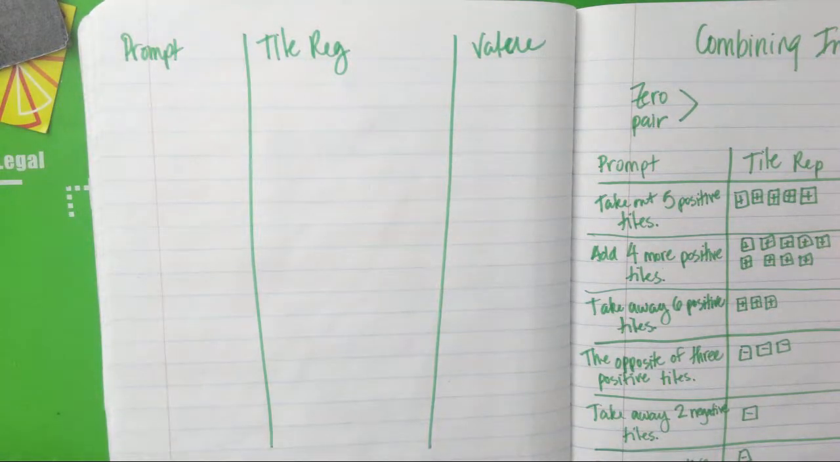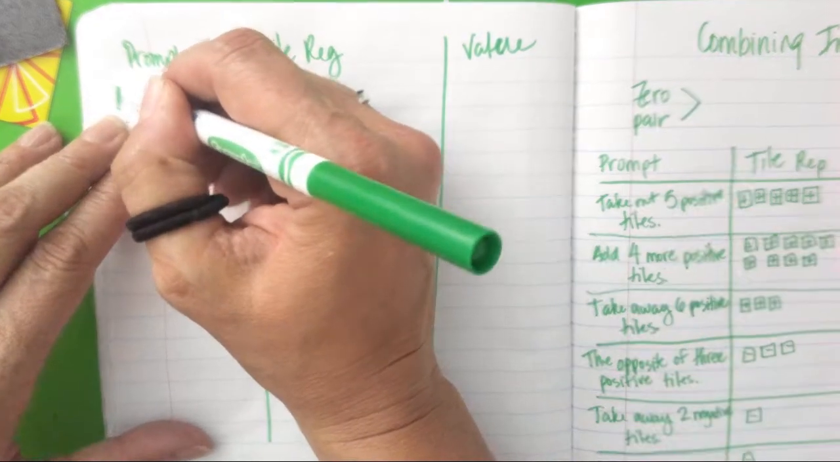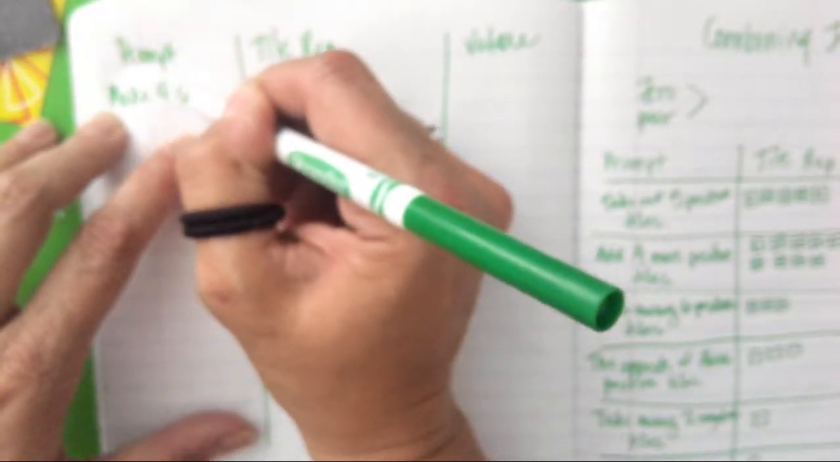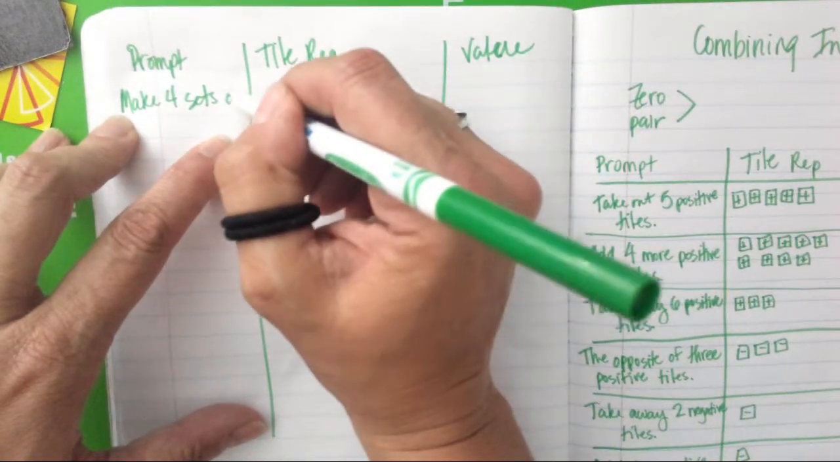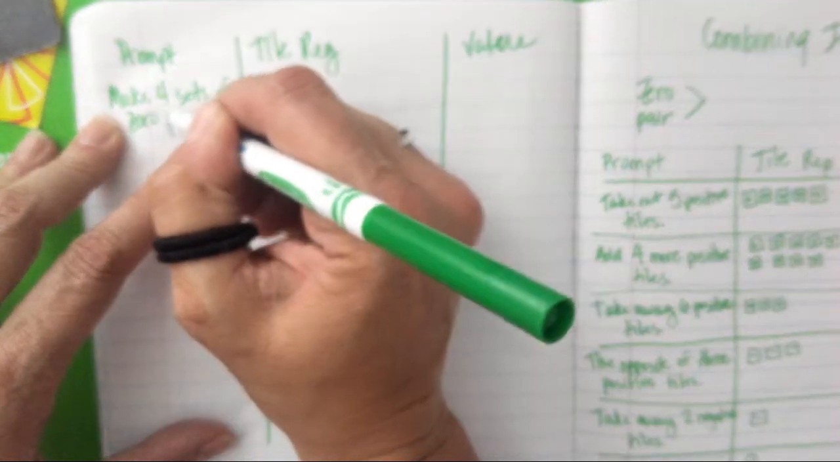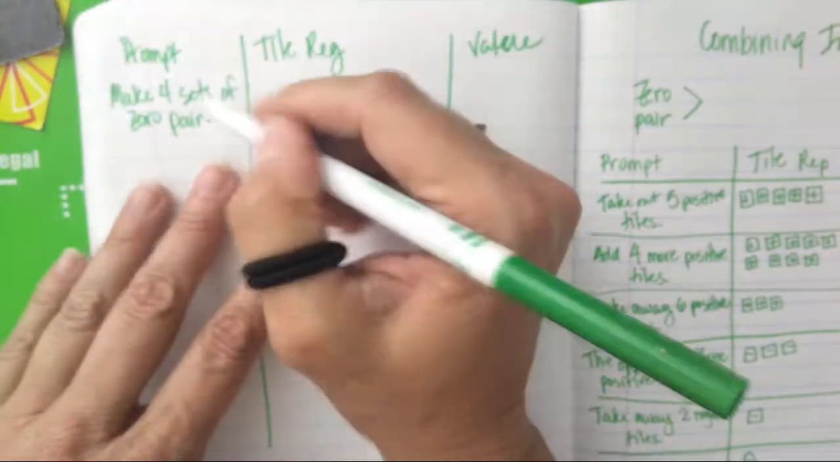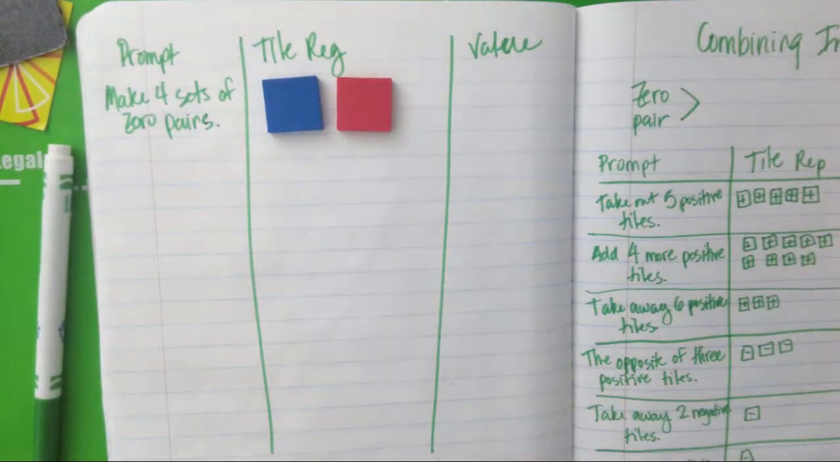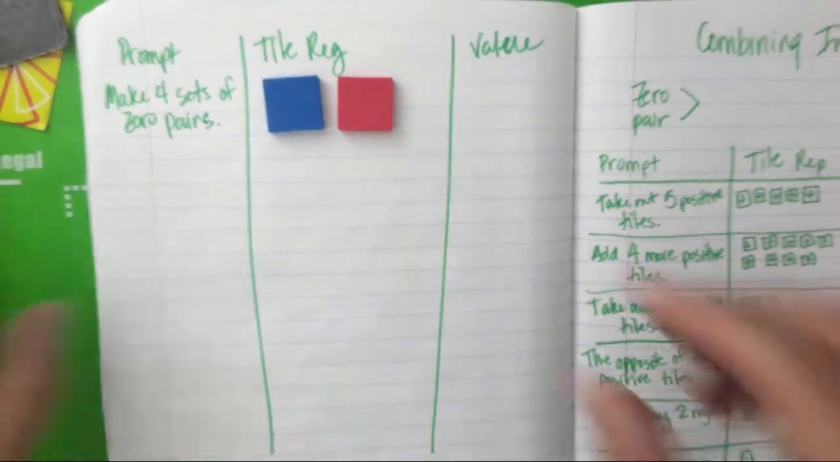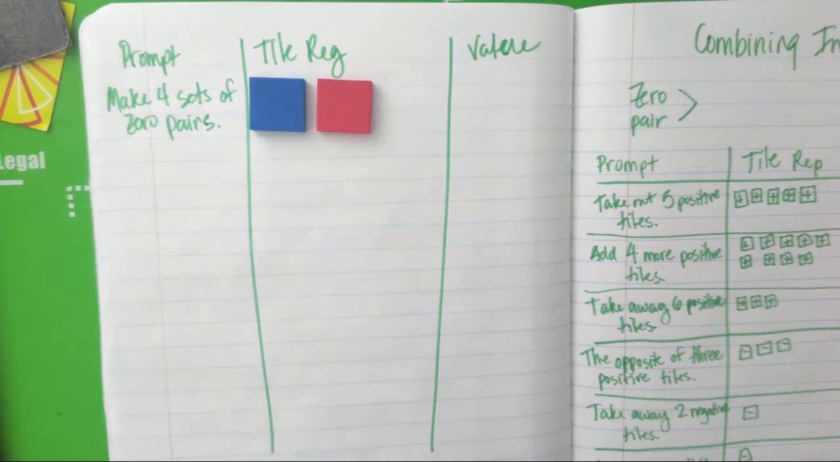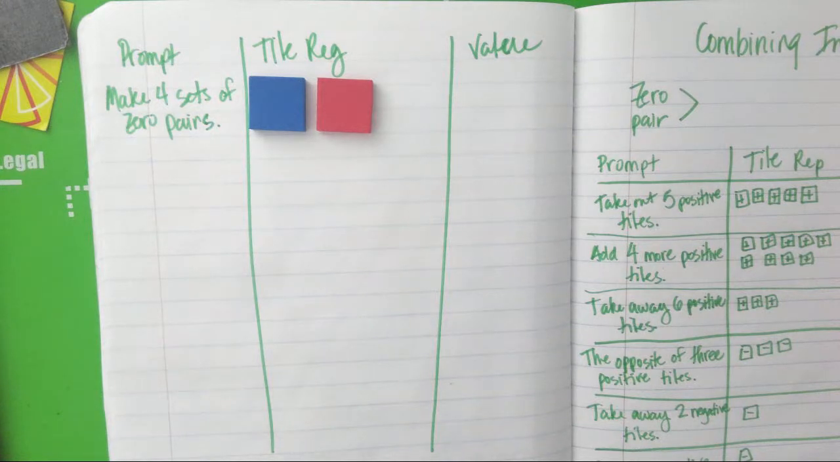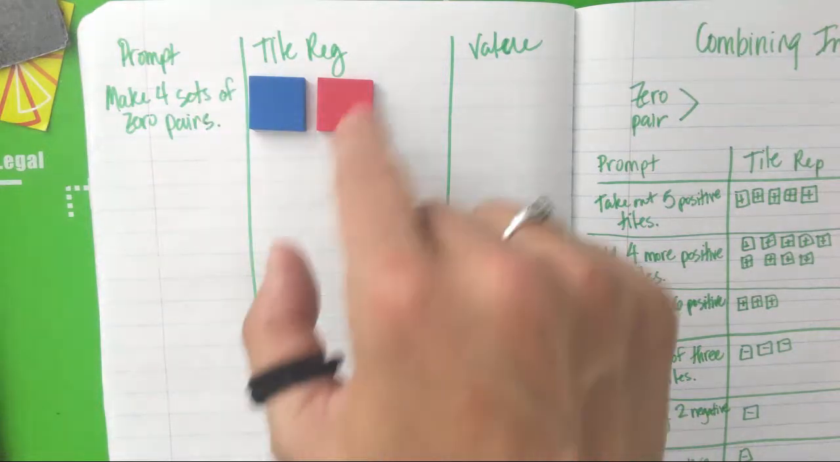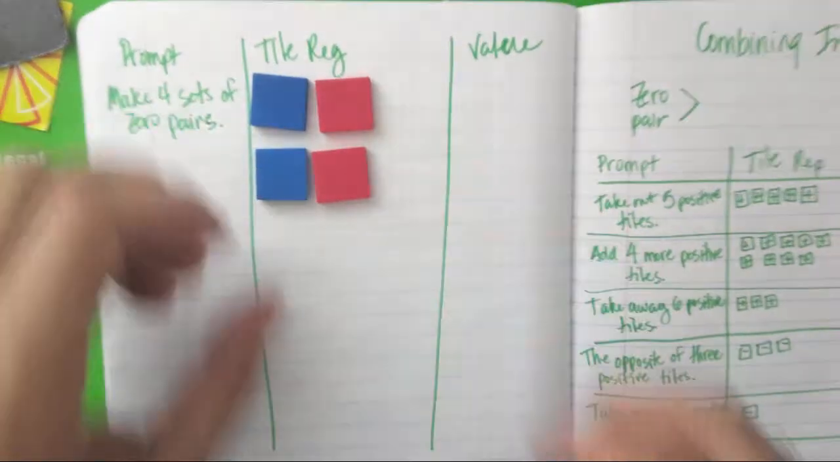Alright, so now what we're going to do is make 4 sets of 0 pairs. We've done this once already at our tables, but we didn't make any notes, right? So when we have a negative and a positive together, that makes what? Good job, 0. So if I'm going from -1 to -1, from +1 back -1, then I'm still going to land on 0, right? So this blue and red make a 0 pair.